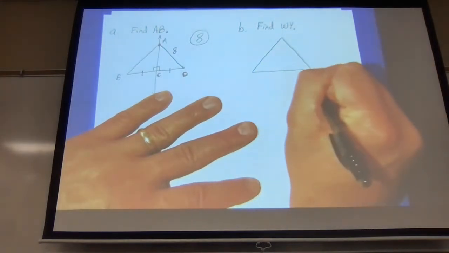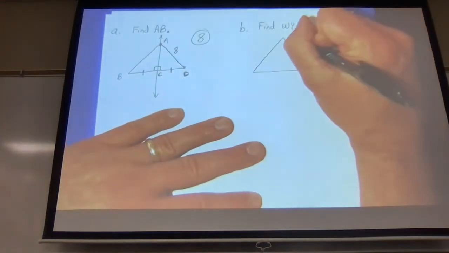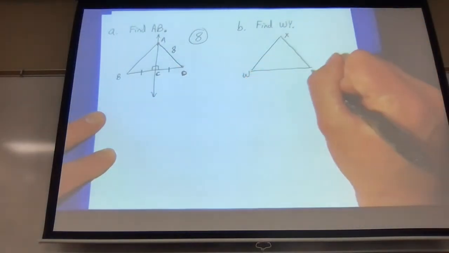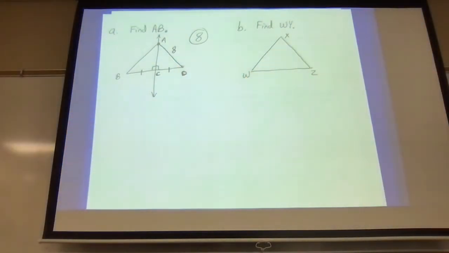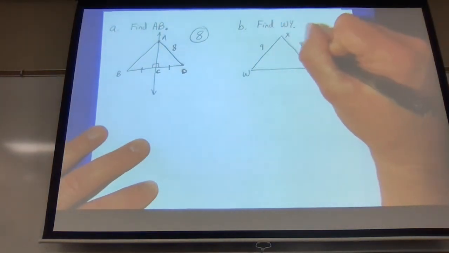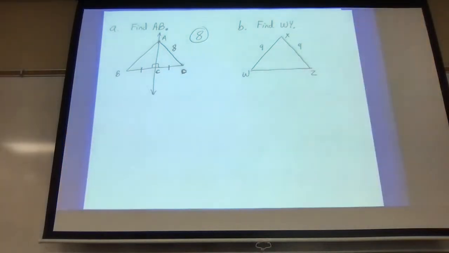And we're going to start with the triangle again. Top of the triangle is going to be X. The other two vertices are W and Z. But this time we're going to do it backwards. This time they're going to tell us that WX is 9 and XZ is 9. Those two are both the same length.